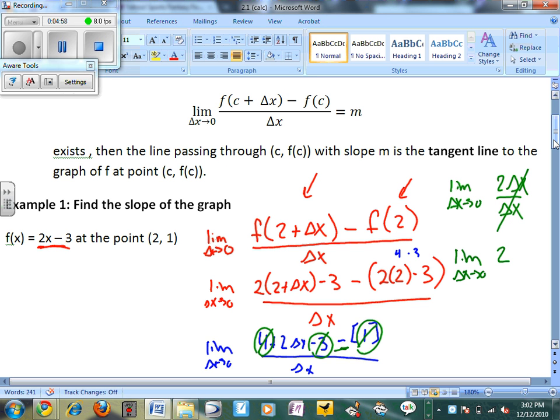Well, since there's no change of x in this equation, it's the limit of a constant, we know that limit is going to be 2. So the slope, like we said it should be, of 2x minus 3 at the point (2, 1) is 2.